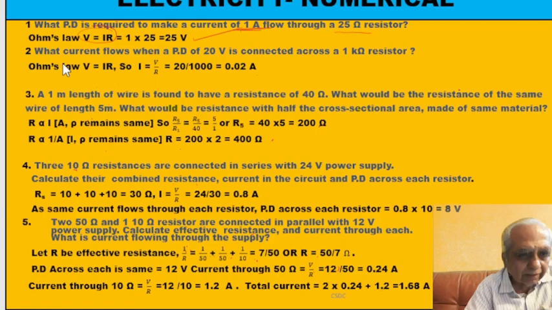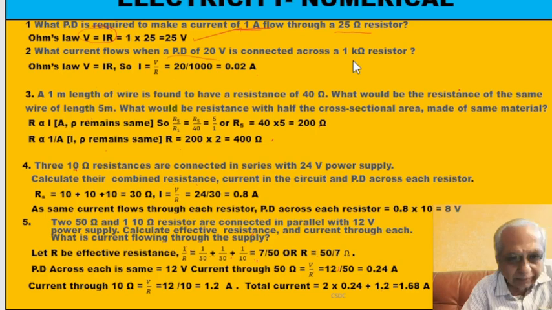What current flows when a potential difference of 20 volt is connected to a resistance of 1 kilo ohm? 1 kilo ohm means 1000 ohm. So I know R, I know V, so I will write the same formula, V is equal to IR. Make I the subject, I get I is equal to V upon R. Substitute the values, and you will get the answer.